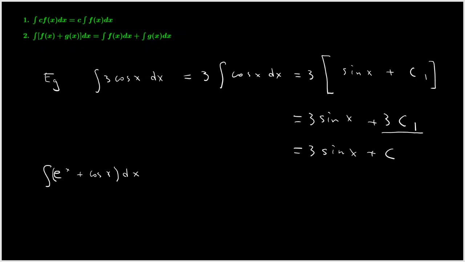Now the question is designed to illustrate property number 2. We're trying to evaluate the integral of the sum of 2 functions. Using property number 2, it's converted to the sum of 2 integrals. One integral is the integral of e to the power of x dx, so do not forget dx again. And then plus the indefinite integral of cos of x dx, right?